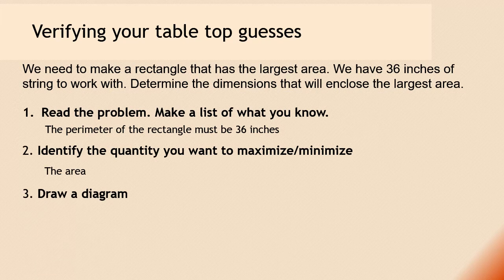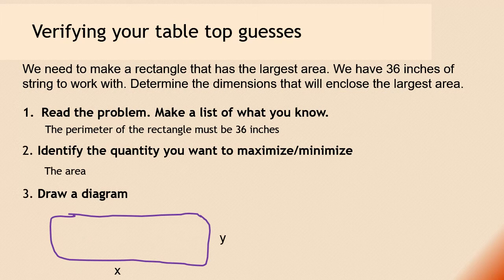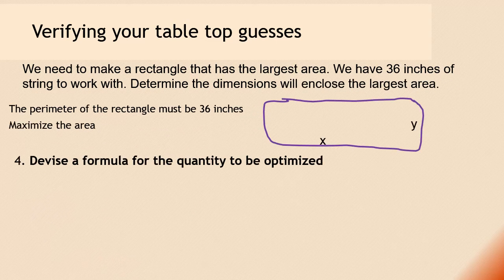We're going to draw a diagram. You know how with me I always like to draw diagrams because I like the visual. So here's my diagram, and I'm using x and y. You can use whatever variables you want. Now we need a formula for the quantity that we're going to optimize, which is the area of the rectangle. So as you all know, it's width times length.